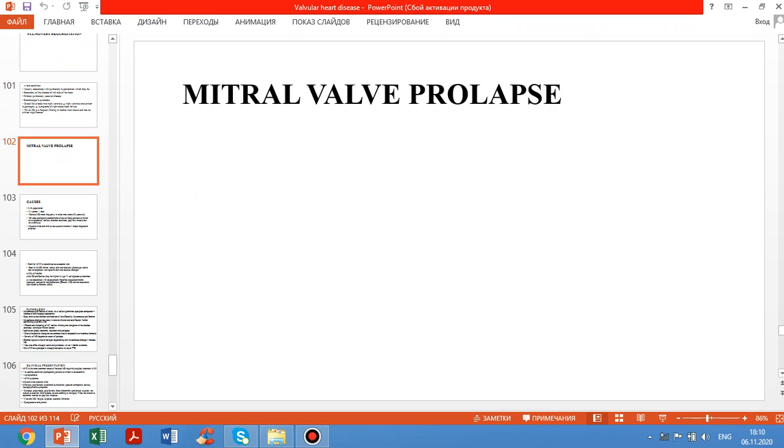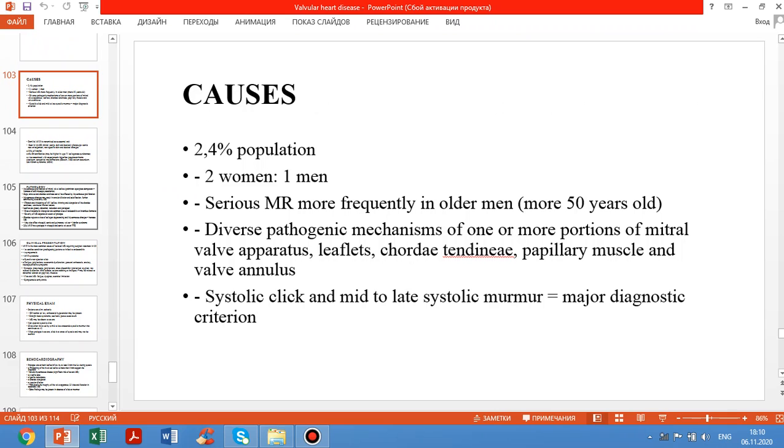Mitral valve prolapse. Causes: 2.4% of the population, we can see. Ratio is 2 women to 1 man. Serious mitral regurgitation is more frequent in older men, more than 50 years old. Diverse pathogenetic mechanisms of one or more portions of the mitral valve apparatus: leaflets, chordae tendineae, papillary muscles, and valve annulus.